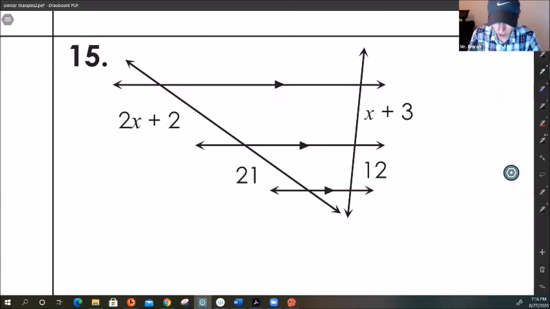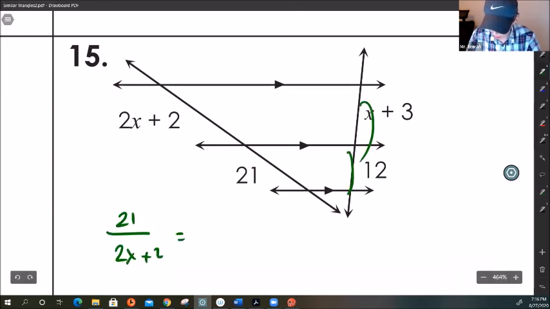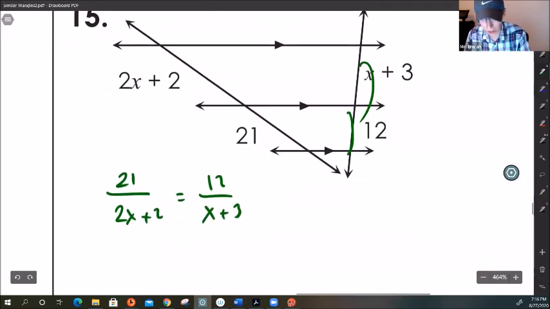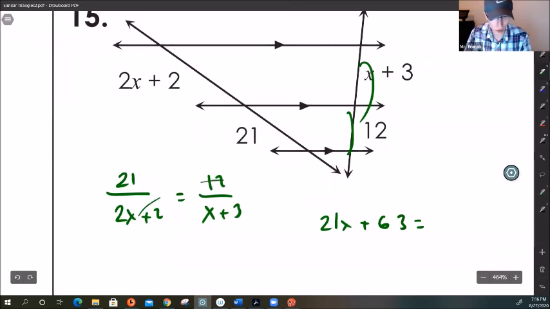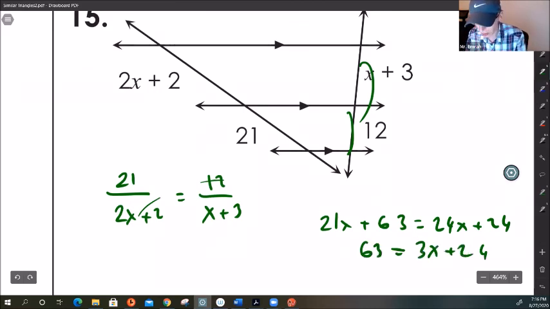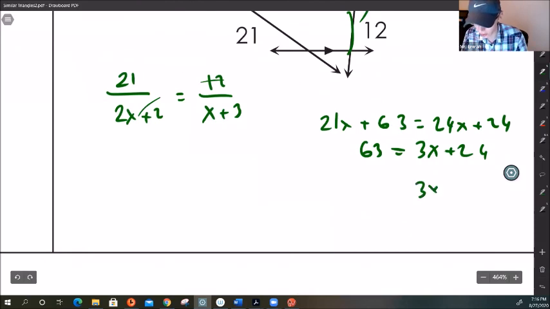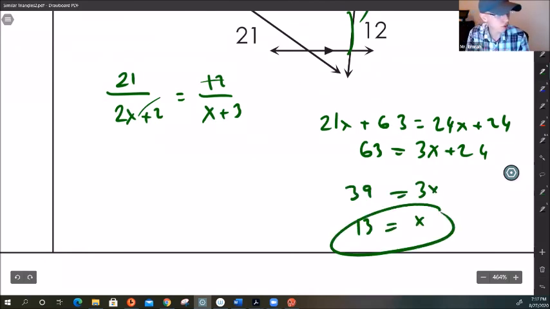Okay, so what's your equation? 21 over 2x plus 2 is equal to 12 over x plus 3. And then you cross multiply this: 21x plus 63 is equal to 12 times 2x plus 2, which is 24x plus 24. Take away 21x from both sides, then 3x plus 24 is equal to 63. Take away 24 from both sides, 3x is equal to 39. Divide both sides by 3, x is equal to 13. That is your answer.